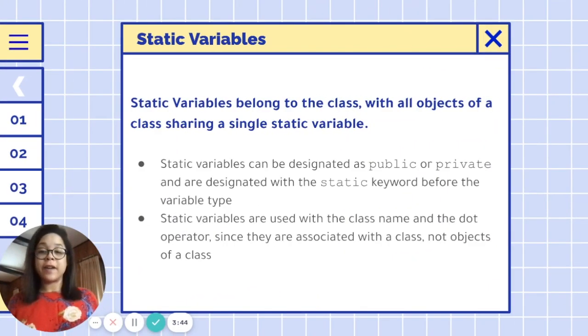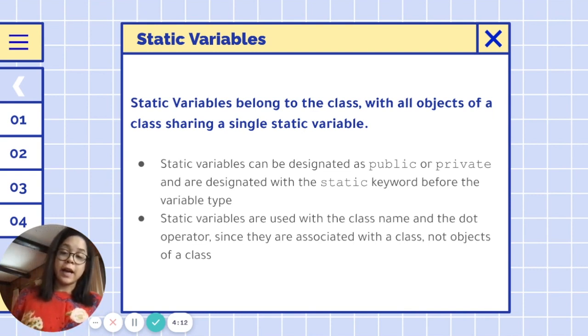Then there are static variables. Those do belong to the class, and they belong to all the objects of the class, sharing a single static variable. So static variables can either be public or private, depending on how you want to use them, and they have the static keyword before the variable type. Static variables are used with the class name and the dot operator since they're associated with the class, not objects of the class.